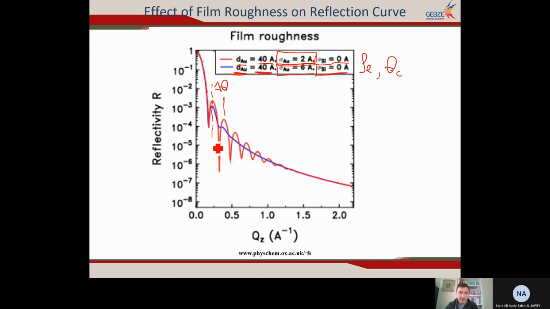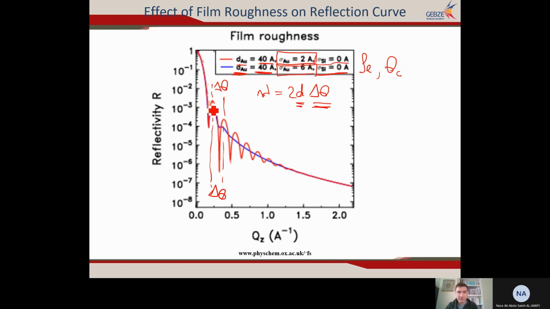Look at the delta theta in the case of the blue curve. We have the same delta theta because they have the same thickness, and lambda over 2 delta theta, or sine delta theta. Since they have the same thickness, we should have the same delta theta. We see this, but the only thing that is different here is the roughness.